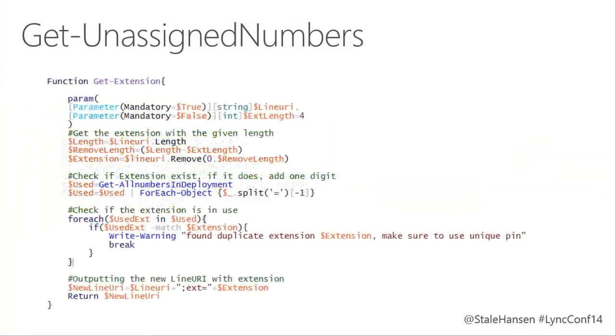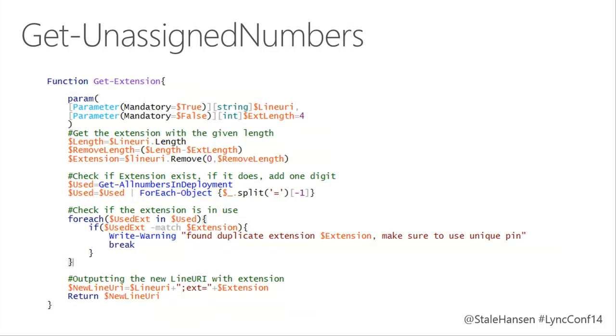Then I return the array, and that function is also used in the get extension commandlet, where the input here is the line URI, and you want to find the 4 latest digits. And then I do some script manipulation or string manipulation, where we try to find the last 4 digits of the number.